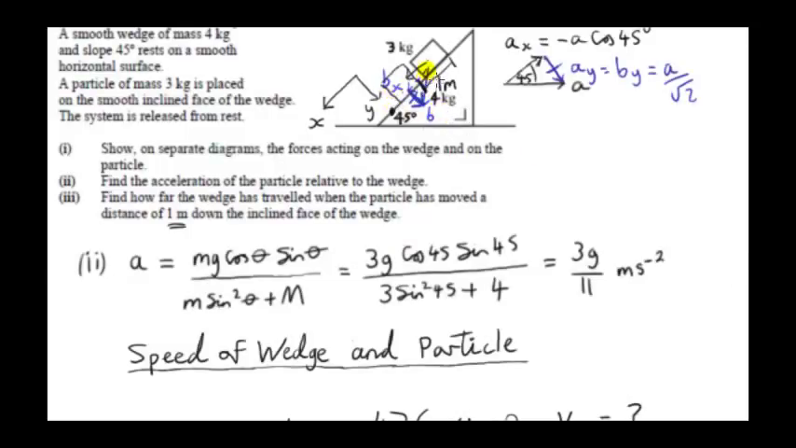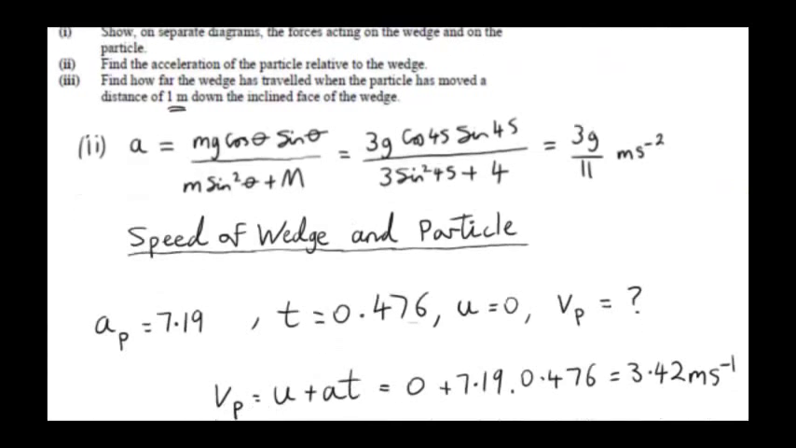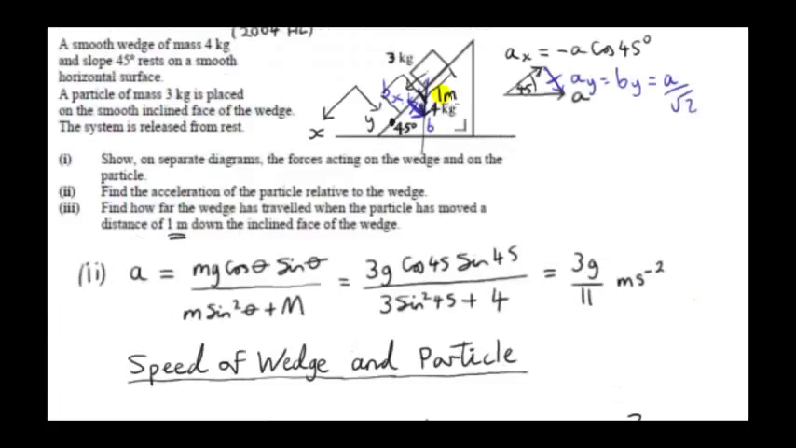So the particle is moving in the direction of the acceleration, which is this vector b. It's not vertically down. So in 0.476 seconds, it will have moved in this direction. Its speed will be 3.42 meters per second. So its velocity vector is in the direction of vector b.